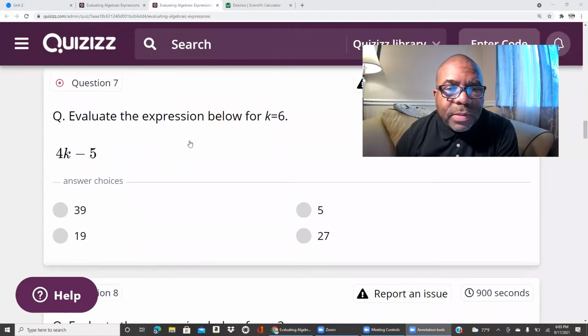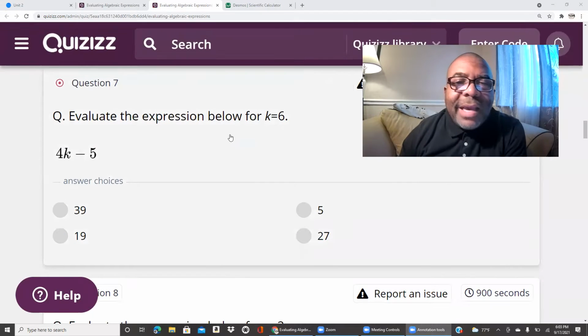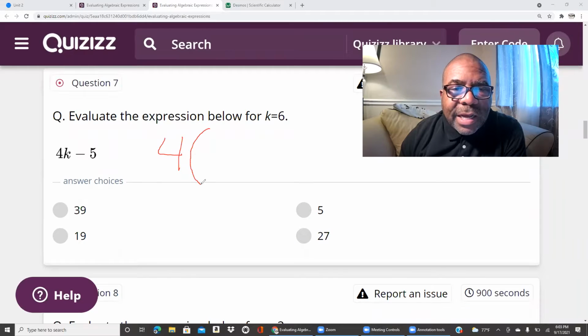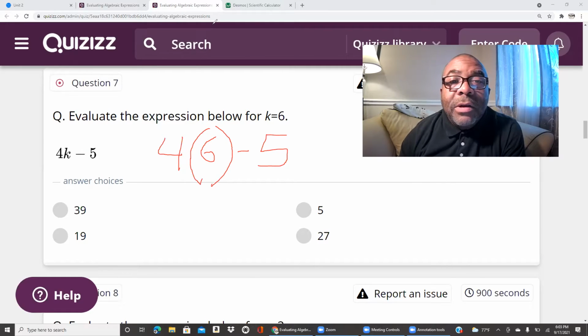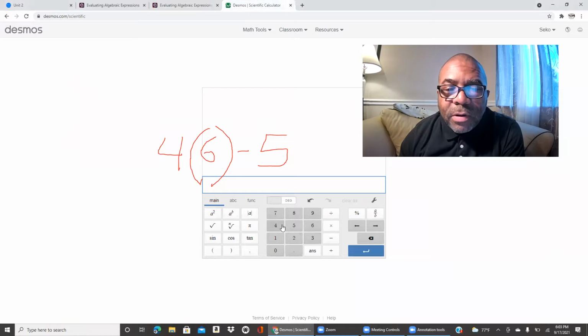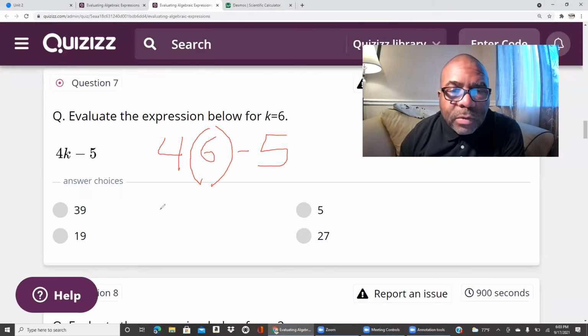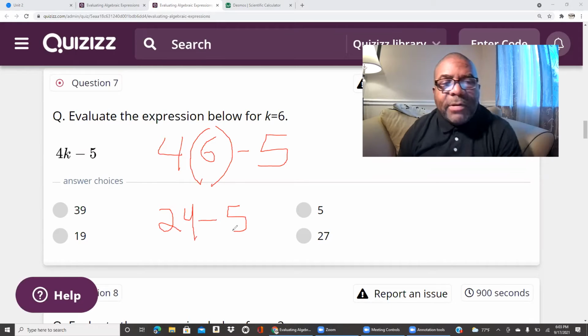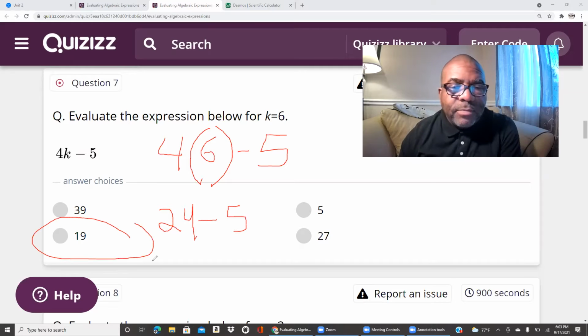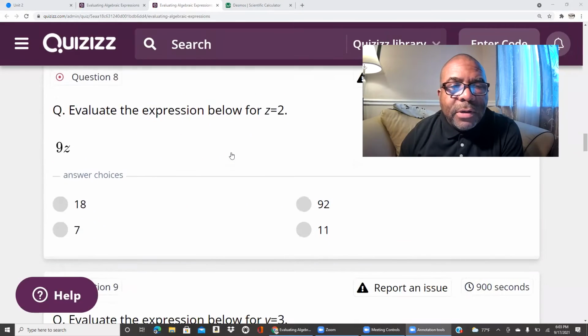Let's go to the next one, 7. All right, k equals 6. So we're going to do that, right? 4 times 6. We're putting the 6 in parentheses, minus 5. Okay, 4 times 6. Handy dandy decimals, clear all. 4 times 6, 24. Okay, now we're back here. So 24 minus 5. Okay, that's going to give you 19. Good stuff. Let's go to the next one.